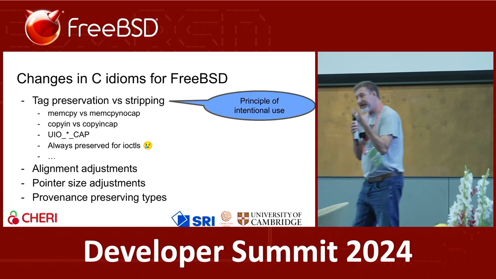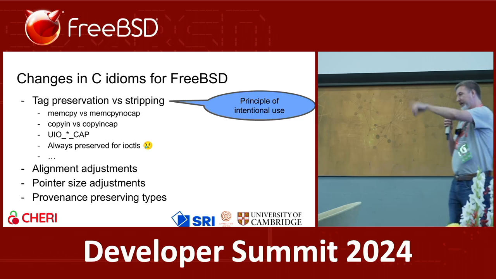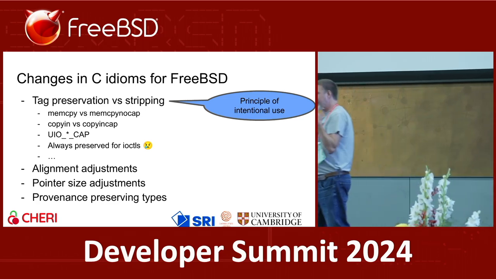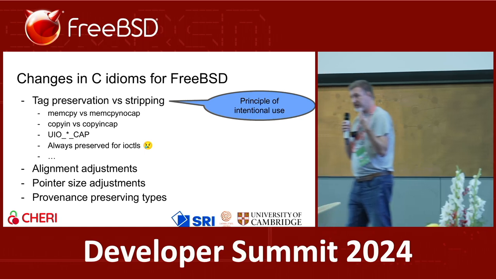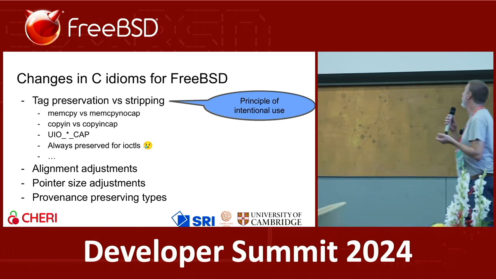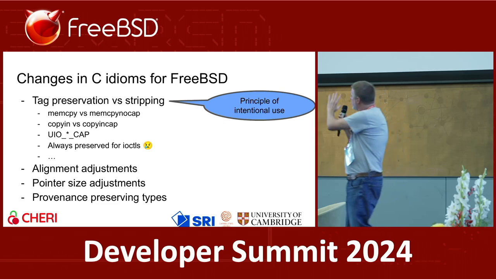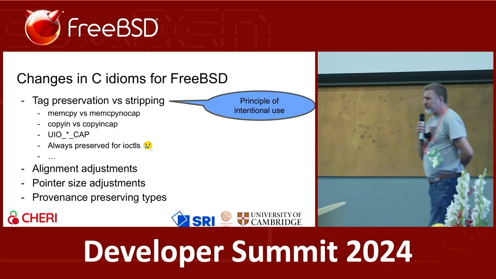But if you actually need pointers, because you're copying in some struct that has nested pointers you're going to chase, then you have to change your code to use copyin_cap to say, I want you to preserve those tags, because I'm getting a pointer, I mean it, I'm aware. We have, for example, this isn't an exhaustive list, but some other types of things.